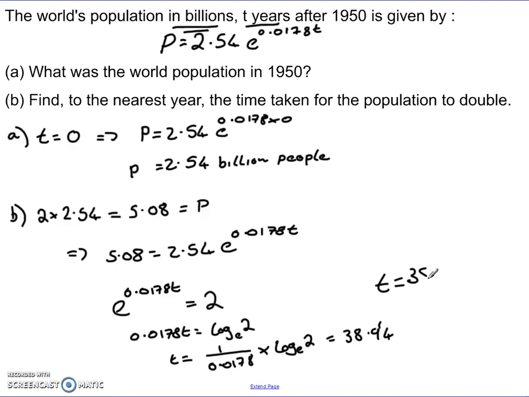So what we're then able to say is find to the nearest year the time taken for the population to double. We know it's going to be 38.94 years, but as I've just said, it's to the nearest year. So we round it up, we get 39 years. So 39 years after 1950, that's when the population will double. So 1989.